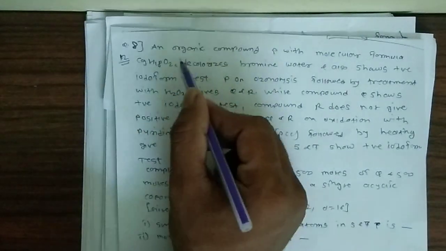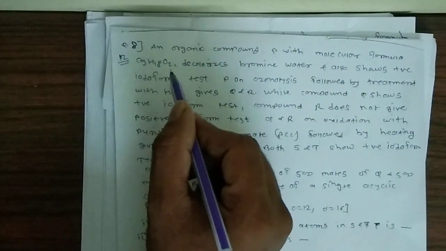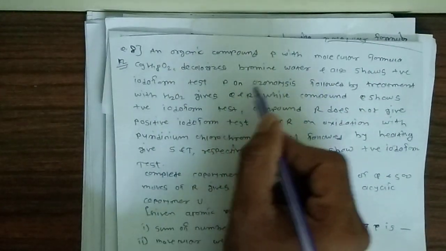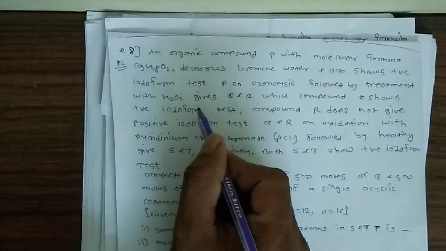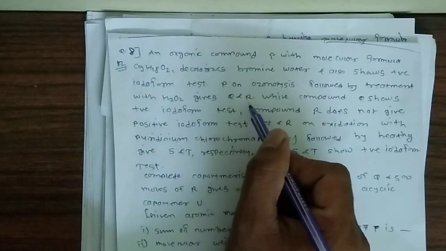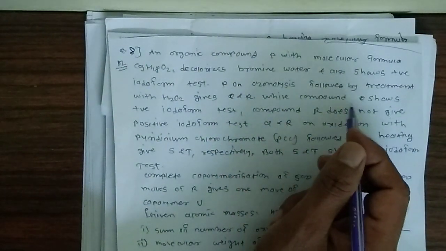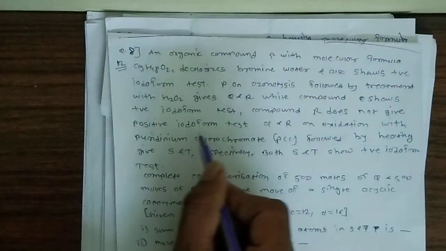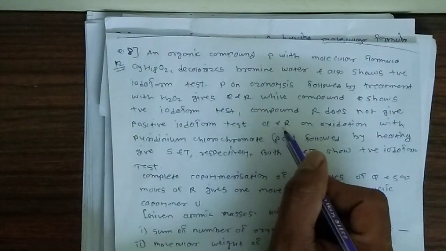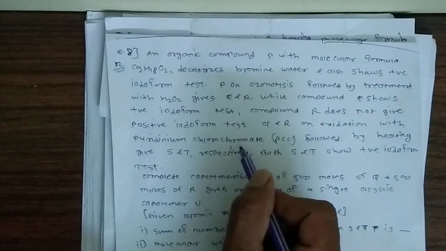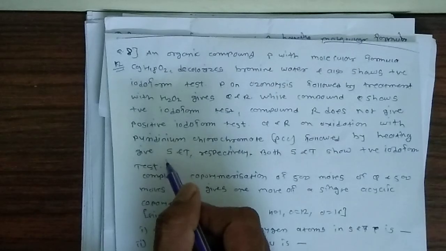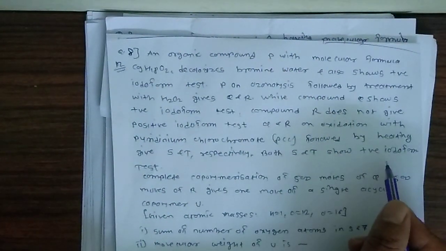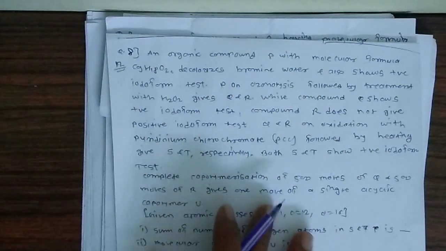The question is that an organic compound P with molecular formula C9H18O2 decolorizes bromine water and also shows the iodoform test. P on ozonolysis followed by treatment with H2O2 gives Q and R, while compound Q shows a positive iodoform test. Compound R does not give a positive iodoform test. Q and R on oxidation with pyridinium chlorochromate, that is PCC, followed by heating give S and T respectively. Both S and T show a positive iodoform test.